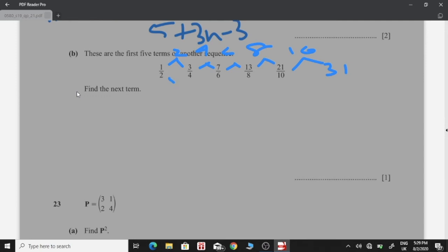As you can see in the denominator, the difference is the same, that is 2 between each of them. And so the next number should be 12. So we have our answer as 31 by 12.